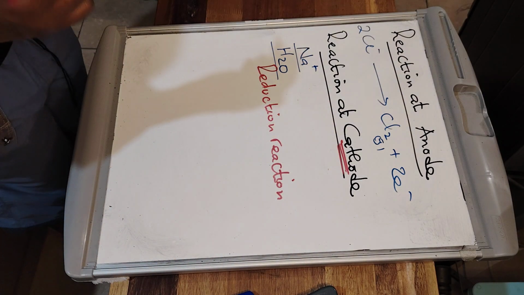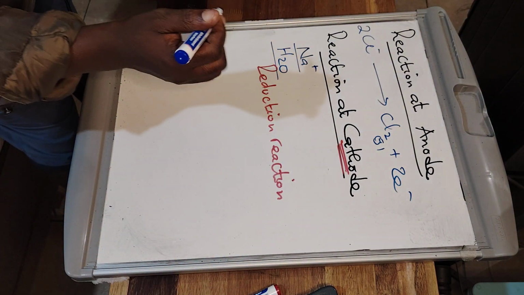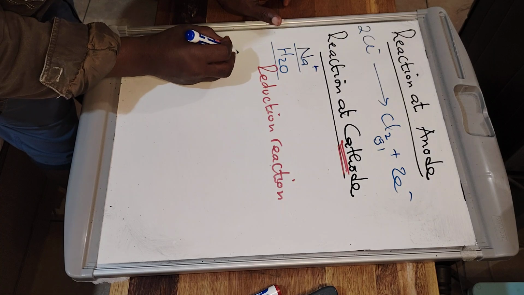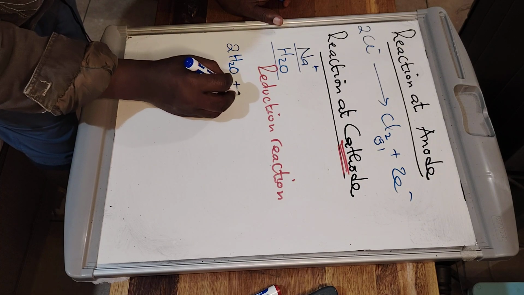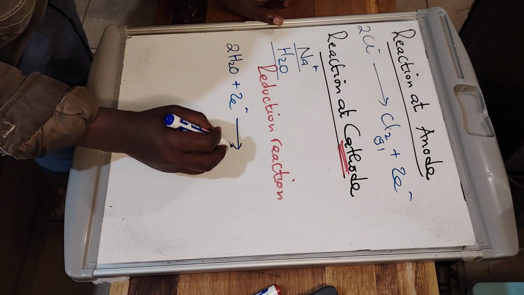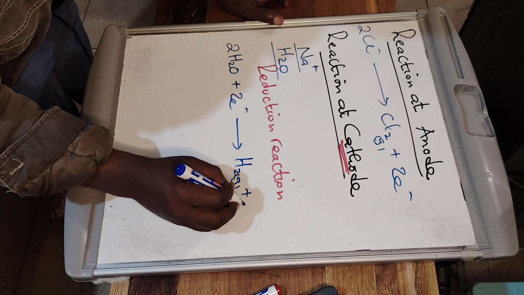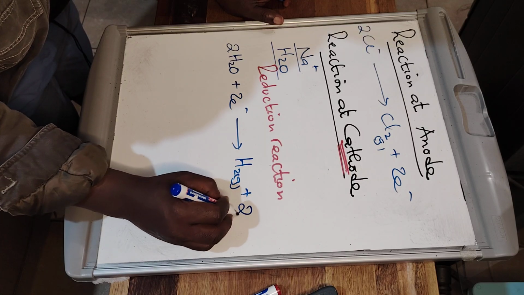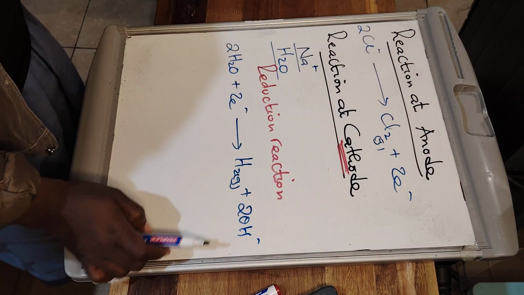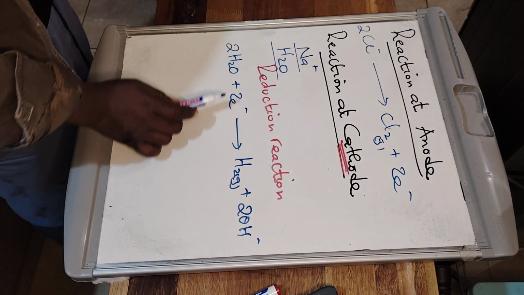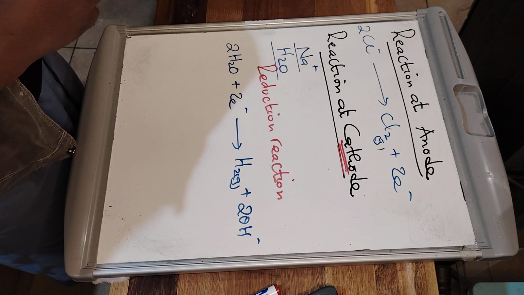And what is going to happen to water? This is what is going to happen to water. Water is going to undergo a reduction. So two water molecules take up 2 electrons to give you hydrogen gas and the 2OH⁻ ions. If you have a problem with this reaction and you find it so complex, go to table 4B and take it from there.